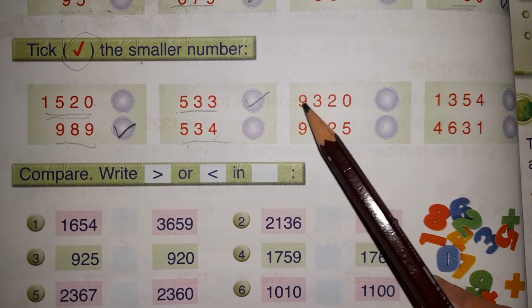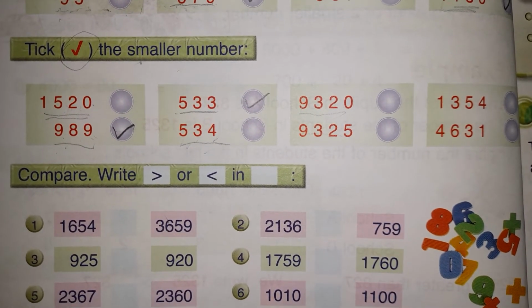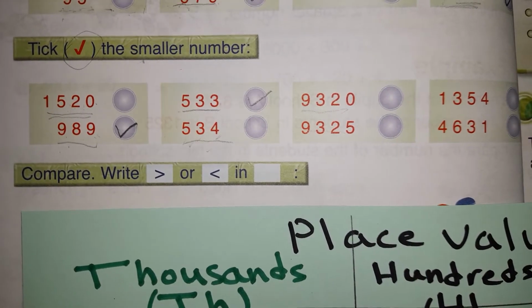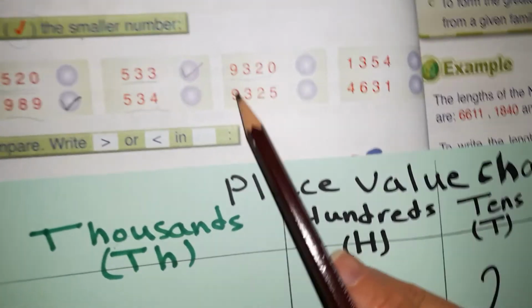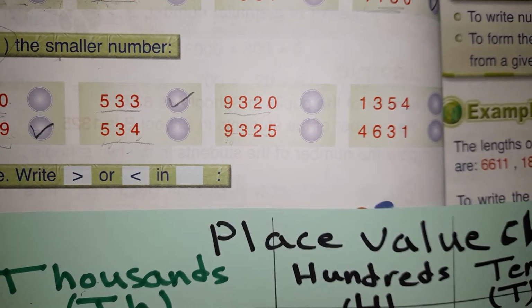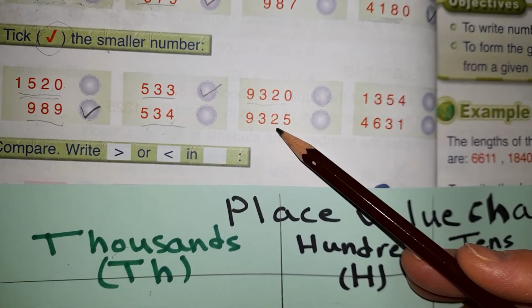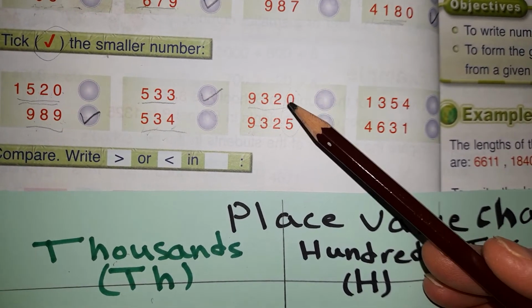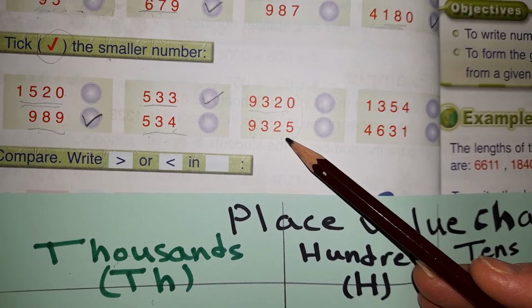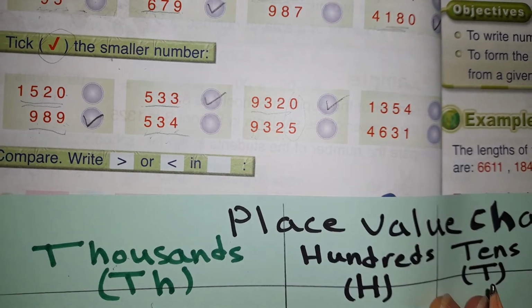Now, 4 digits, 4 digits. That means they reach what? The 1000. If they are 4 digits, they are in the 1000. Both of them are in the 1000. 9 and 9 here. Then 3 and 3 equal. 2 and 2 equal. Now let's go to the last digit, the ones. 0 and 5. Which one is the smaller? Yes, this is the smaller.